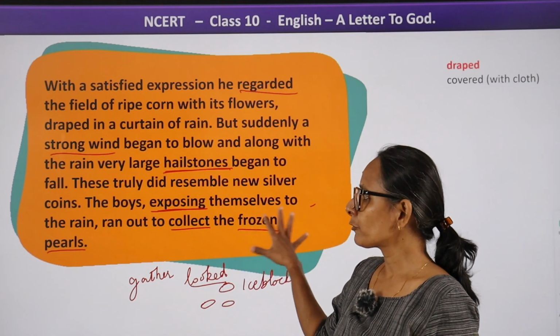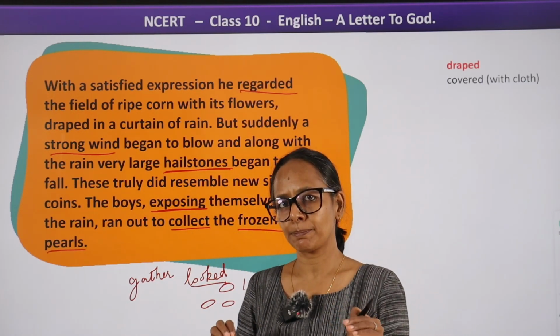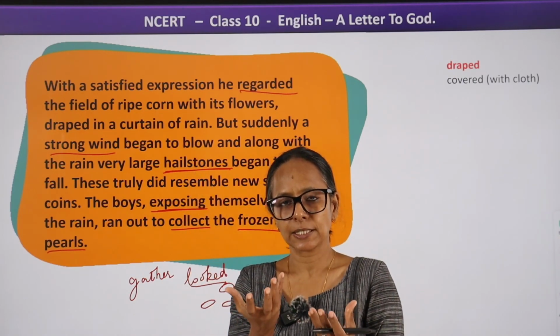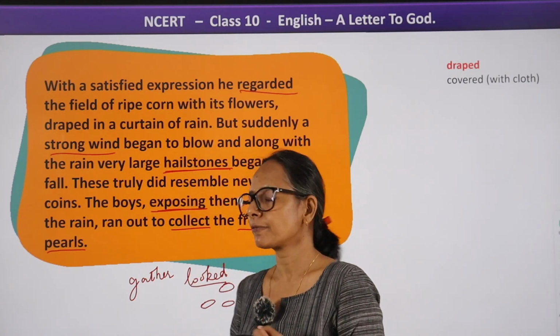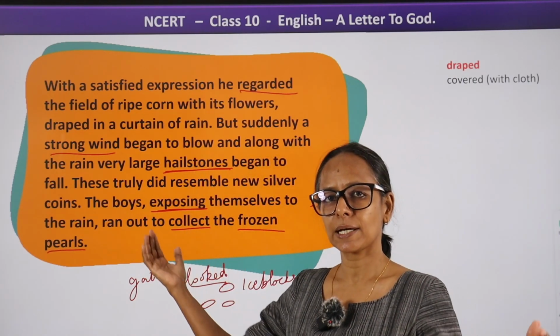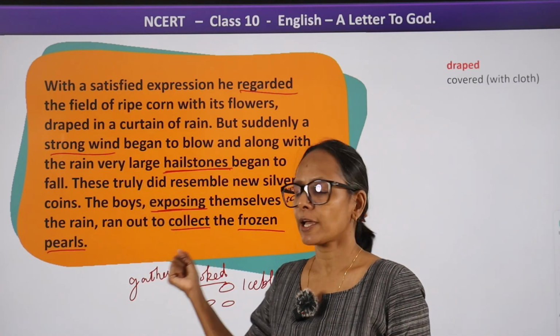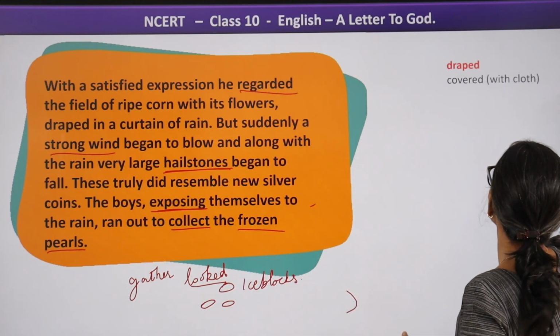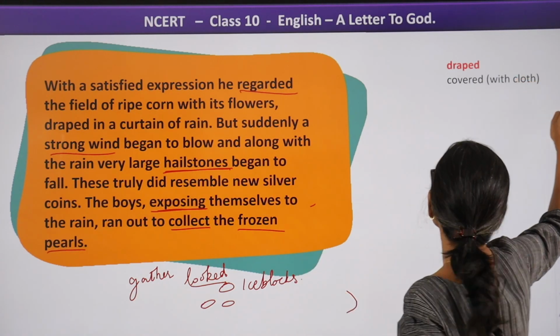So they are gathering frozen pearls, not actually pearls. They collect these ice rocks that are falling from the sky. These boys have all run out to gather these hailstones that are falling.